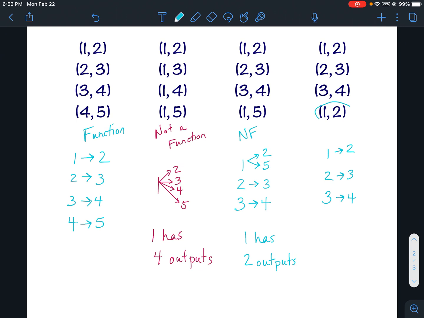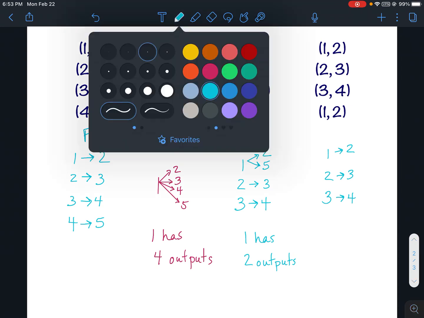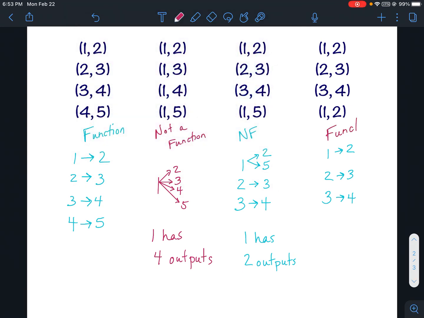Now notice this last one. The last one has an output of 2. So the input 1 has only an output of 2. Even though there's 2 of these, that input has the same output. So if you have repeating x values and they have the same output, it will still be a function. So this is a function. Because the repeating input has the same output, it is still a function.